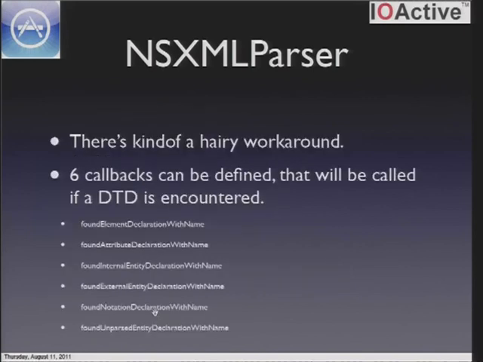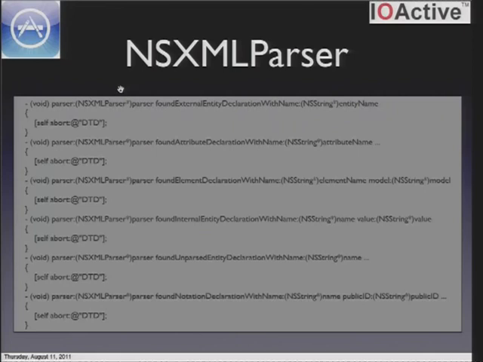Now, as I said, you can't turn it off, but there's sort of a workaround. The way NSXMLParser works is that you have to define callbacks for every little thing you find. There are 6 specific callbacks dealing with DTDs, like found element and declaration found, and so on. What you should do is define every single one of these callbacks, and if that callback ever gets hit, just bail out. Say, oh, you've got a DTD in there? Screw you, I'm not handling that. Just bail out.